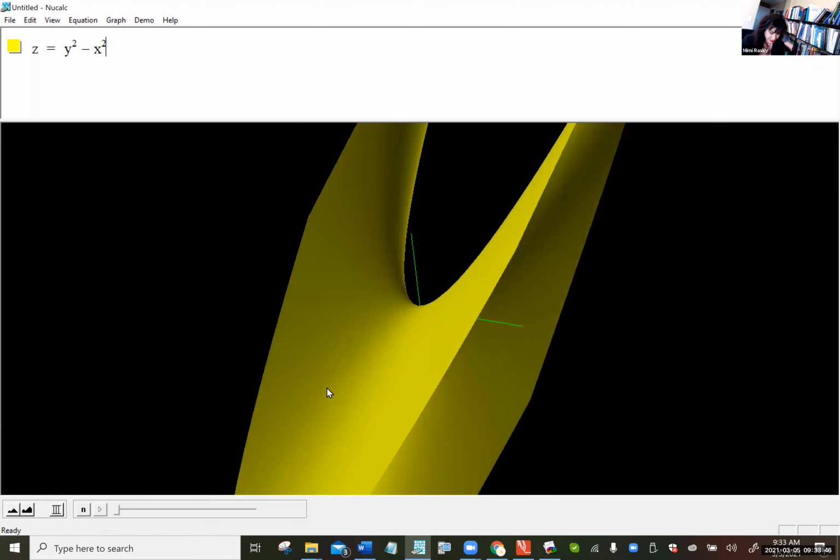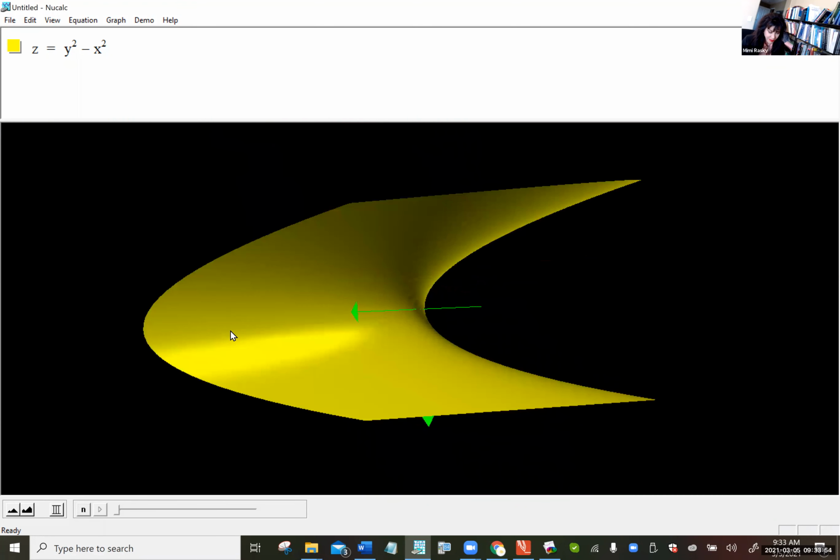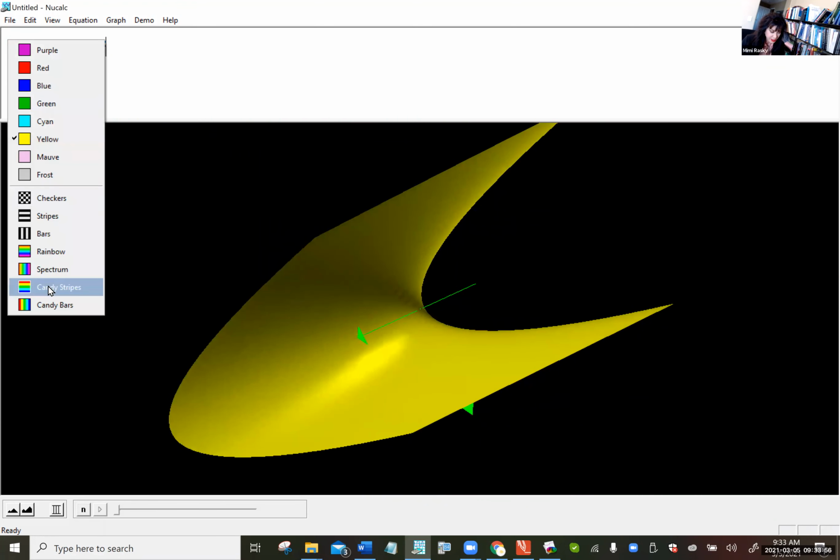You can kind of see it looks somewhat like a horse's saddle. Kind of cool. Anyway, and of course, since this is explicit, I could do different colors. Ooh, yeah, that looks pretty exciting. Doesn't that surface look cool?